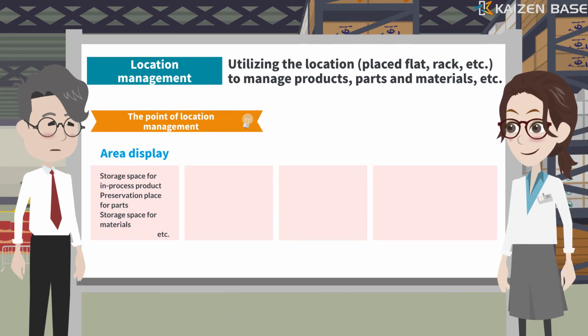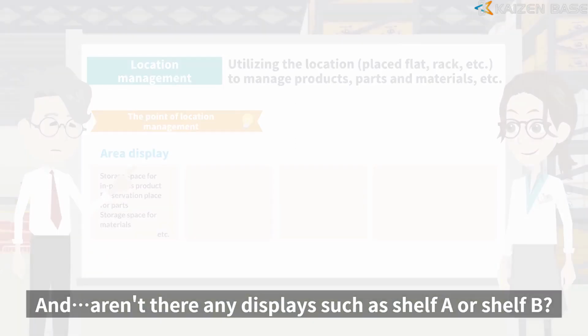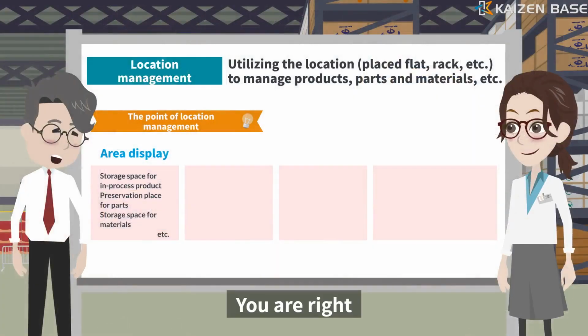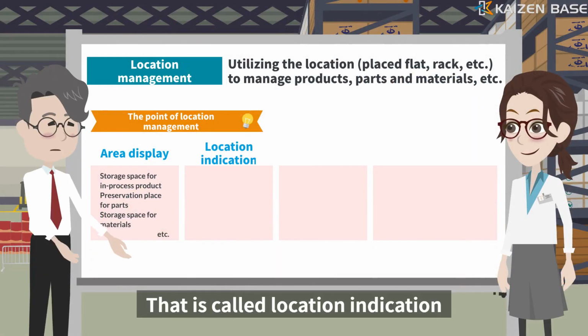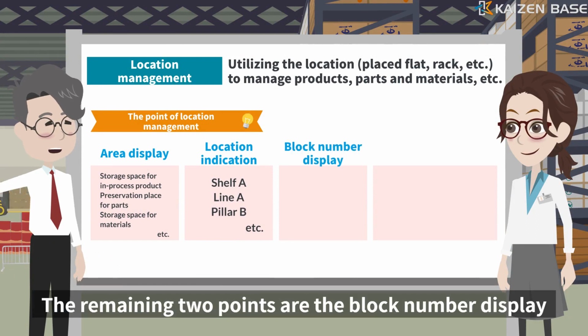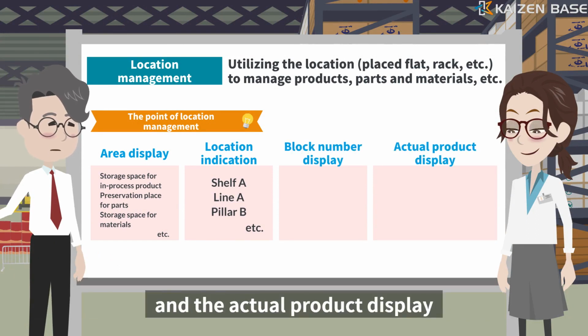That's right. Do you know anything else? And, aren't there any displays such as shelf A or shelf B? You are right. That is called location indication. Indications such as shelf A, line A and pillar B are used. The remaining 2 points are the block number display and the actual product display.